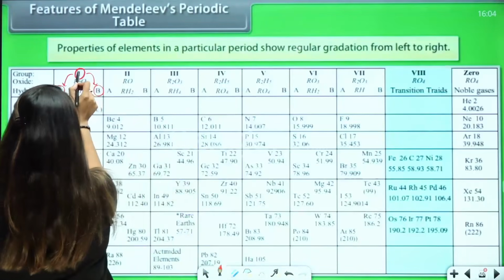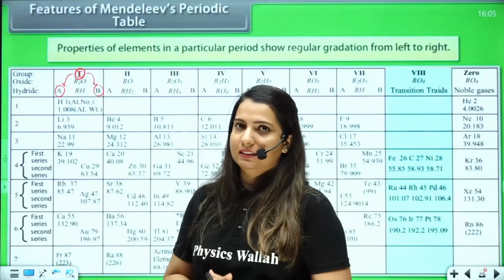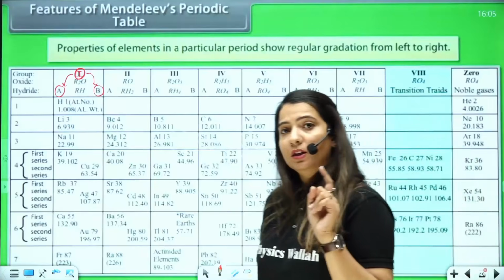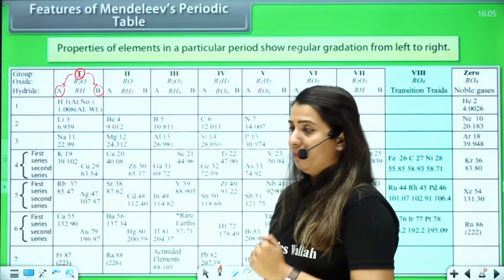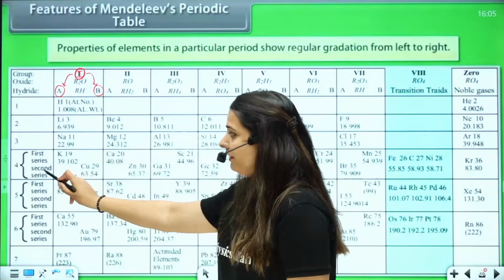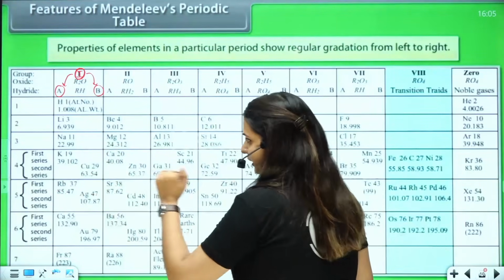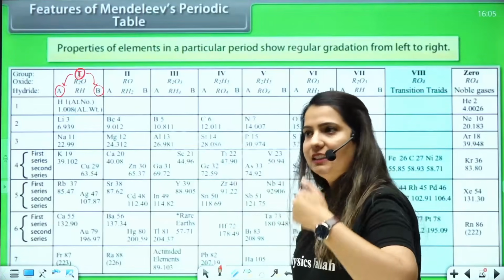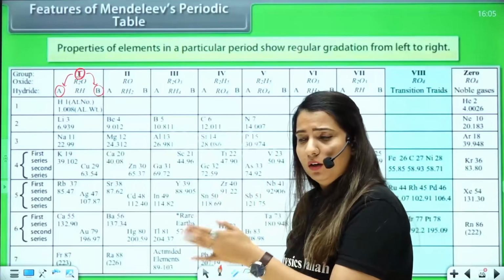Let's say if I have group number 1, it is divided into two parts, one of them is A and the other is B. You can see this in every group. If you talk about the periods, even the periods are divided into two series. Let's say the fourth period has a first series and a second series. The same is true for the fifth and the sixth. Fourth, fifth, sixth all have their periods classified into two series. Groups are always classified into two respective subgroups.